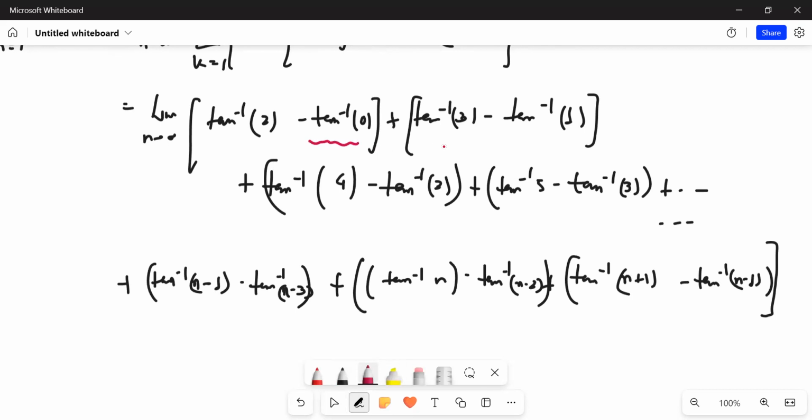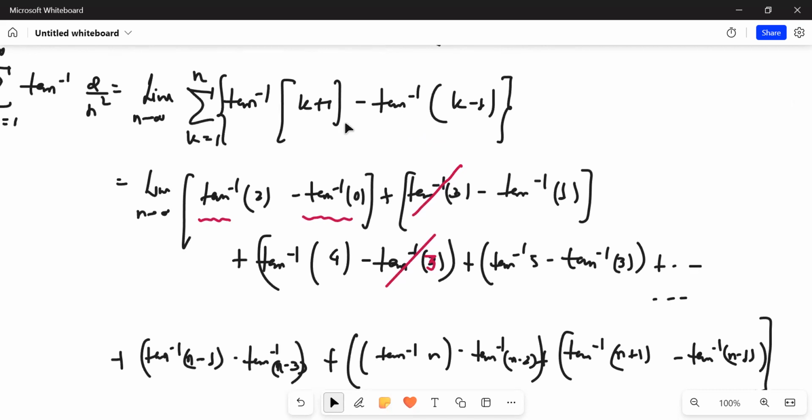Tan inverse 0 is 0. Just don't worry about it. Tan inverse 2 would survive because this is tan inverse 3, I guess. Now, in any bracket, the former part is being cut by the next bracket's latter part. Okay, this is one thing that you can see. No, this is tan inverse 2, I guess. Just see it. If I place 3 here, sorry.